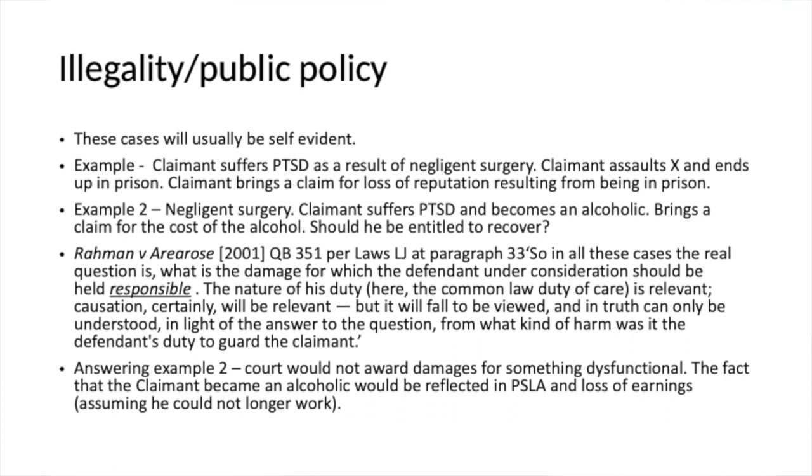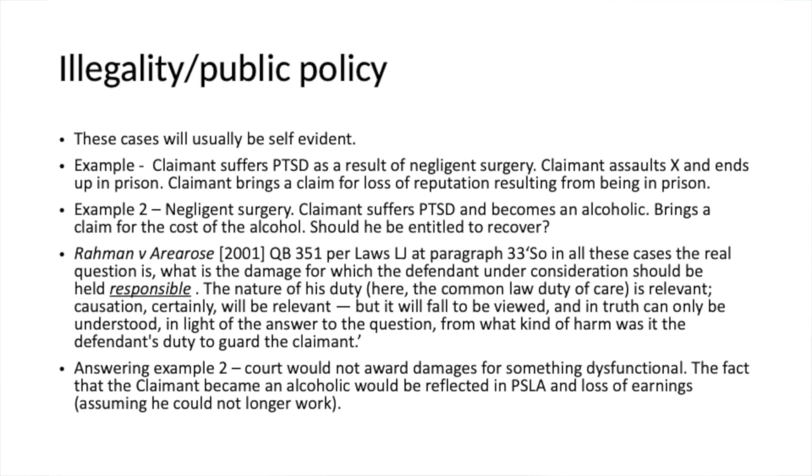In answering that, there's some very useful guidance from Lord Justice Laws in the decision of Rahman, where he said, "So in all these cases, the real question is, what is the damage for which the defendant under consideration should be held responsible? The nature of his duty, here the common law duty of care, is relevant. Causation will certainly be relevant, but it will fall to be viewed, and in truth can only be understood, in light of the answer to the question, from what kind of harm was it that the defendant's duty to guard the claimant?"